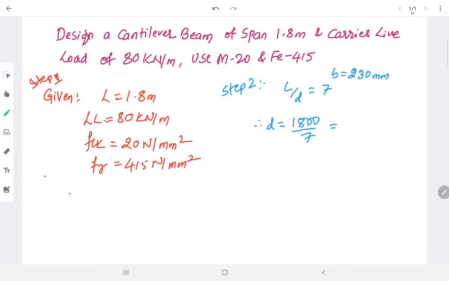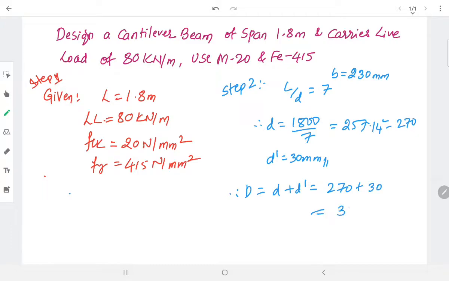When you calculate, it will be around 257.14. I may take it as 270 mm. I will assume d dash is equal to 30 mm. Next, capital D is equal to d plus d dash, which is 270 plus 30. The overall depth of the beam is equal to 300 mm.